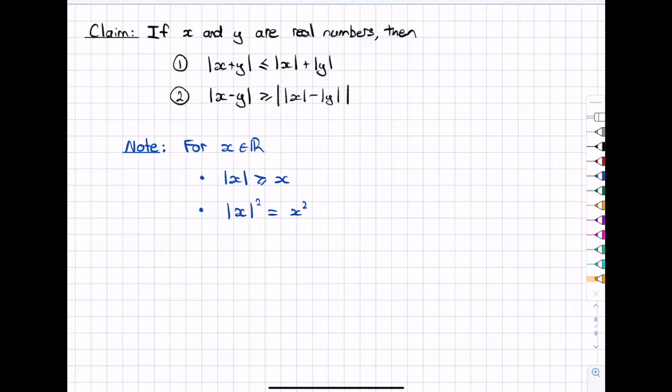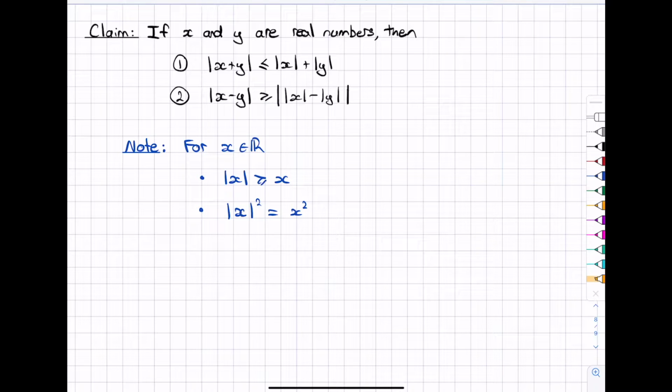The second thing we want to note is that the absolute value of x squared is equal to x squared. And I think this is also quite obvious to justify. If you think about what the square function does, it turns anything that's negative into something positive. And so it does the job of the absolute values and they become redundant. So if I have the absolute value of something squared, I can strip away those absolute value signs and it stays as just x squared.